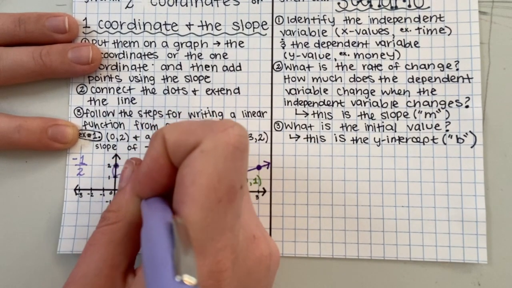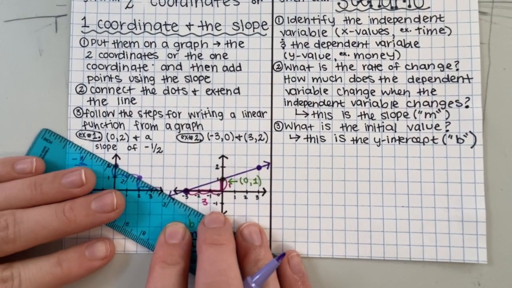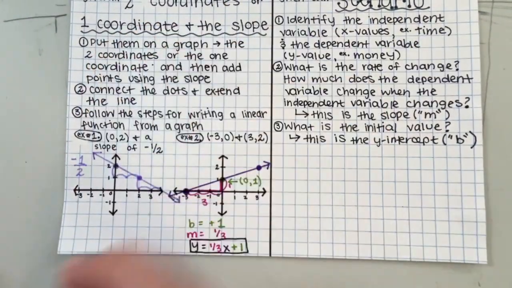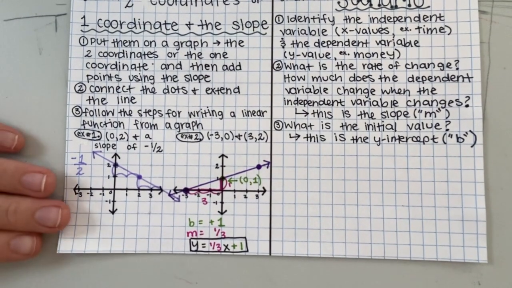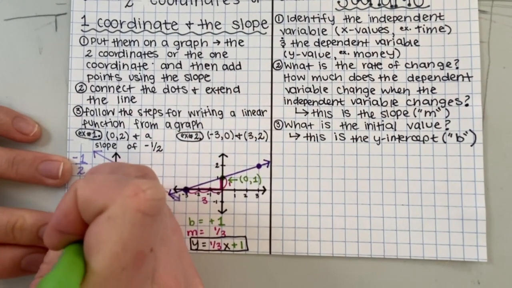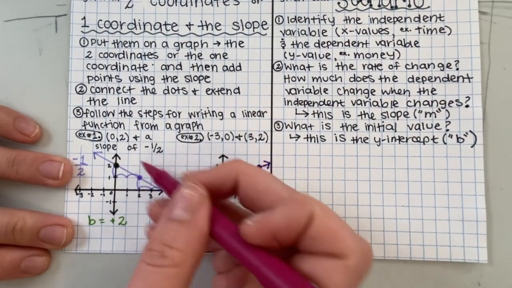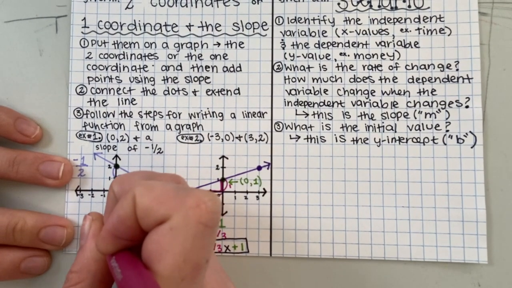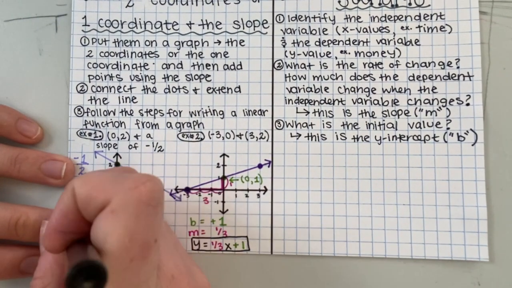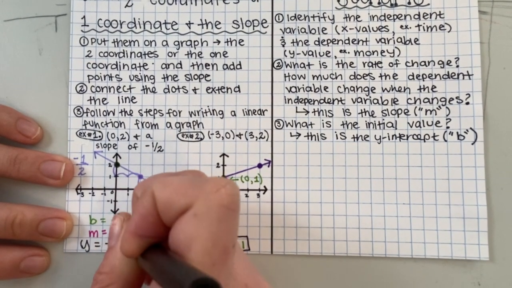If I want to continue my line, and actually our next video is going to go more in depth in how to use a slope to create a line. So if this is confusing, don't worry too much about it because it'll be covered in the next video. So my y-intercept in this case is 2. And my slope, which was given to me, is negative 1/2. So the equation for my graph is y equals negative 1/2 x plus 2.